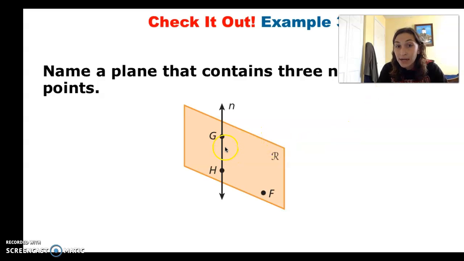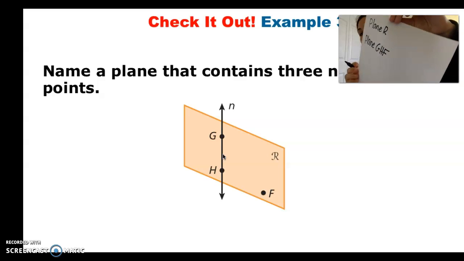So I can see here that G and H are linear. They make a line, but F is not on that line. So I can name this plane G, H, and F because they all lie on this plane, but they are not collinear because F does not lie on that line. So I would call it plane GHF. So here are two names to name that plane.